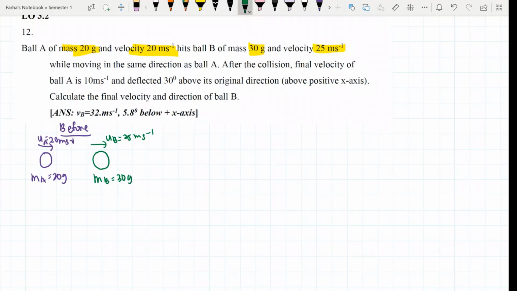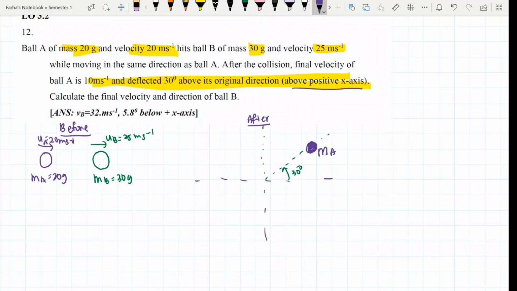Then after the collision, the final velocity of ball A is 10 meter per second and deflected 30 degree above its original direction, which is kat sini dia mention above positive x axis. Kalau kita nak lukiskan, kita boleh buat scale. This one is after collision. Dia kata above positive x axis, so itu adalah ball A, iaitu 30 darjah. So kalau kita tengok, dia berada di sinilah. Kita buat je line. So katakan kat sini ball A.